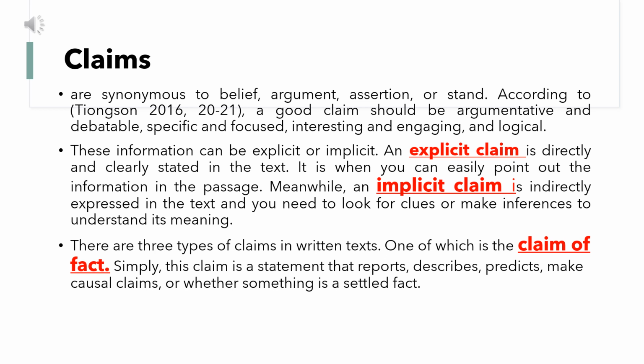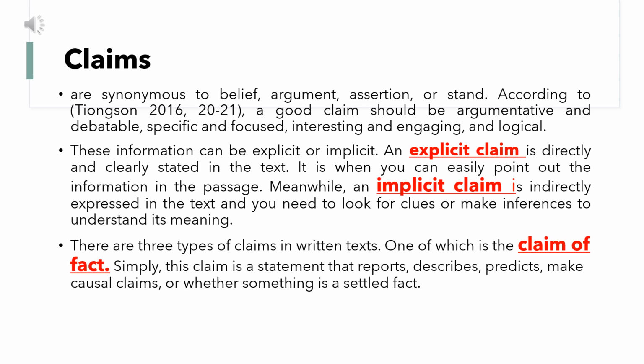There are three types of claims in written text, one of which is the claim of fact. Simply, this claim is a statement that reports, describes, predicts, makes casual claims, or states whether something is a settled fact. So whenever we talk about claim of fact, we are talking about truth. Simply, this claim is a statement that reports. So it is written, it is from a report, meaning it can be verified. It describes, so based on what has been seen, just like in the activity dealing with direct and indirect observation.